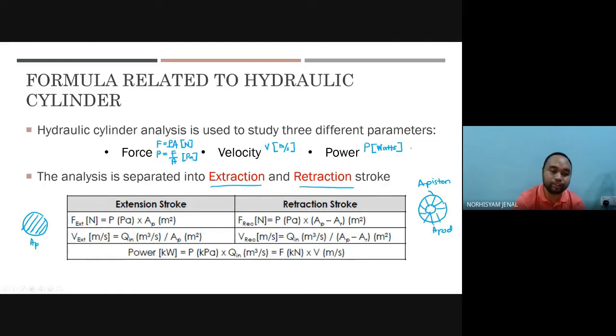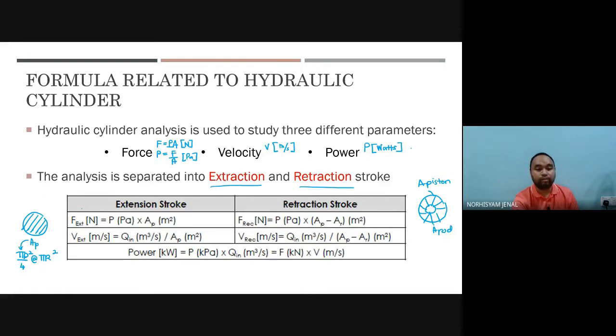So for the extension stroke, to find the force, force of extension is equal to P in Pascal multiplied by AP in meter square. AP is the area of piston. To find AP, it should be pi d square over 4, or pi r square. Which one fits you nicely? You can do either pi d square over 4 or pi r square. So that's for the area.